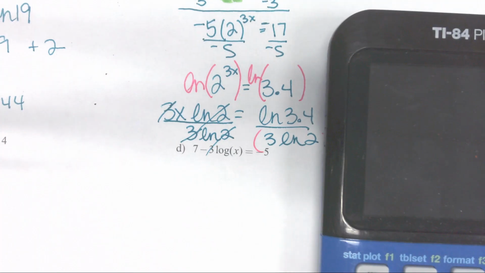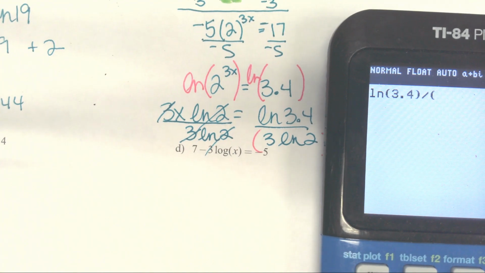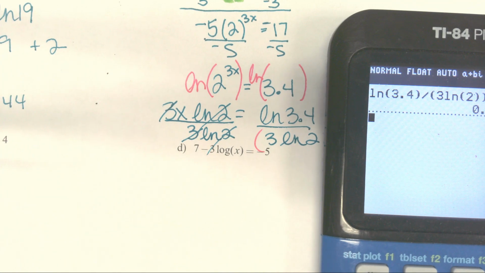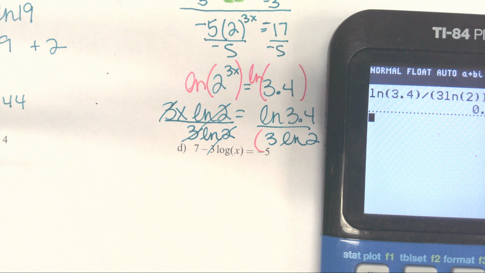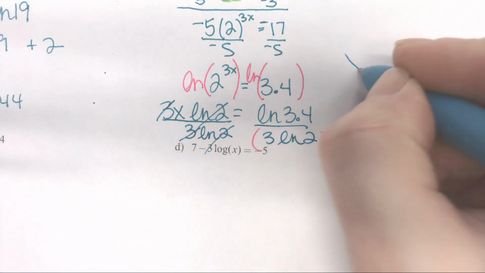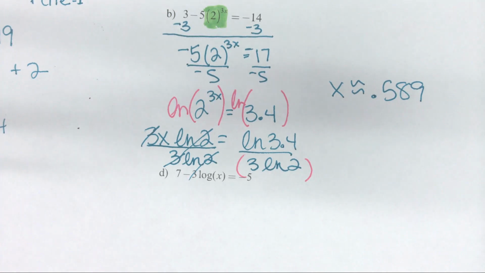All right, so here we go. Natural log of 3.4 divided by, I'm going to put it in parentheses, 3 natural log of 2. Would you confirm when you do this, you also get 0.589-ish? Okay. Good?